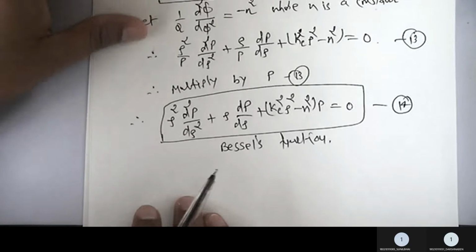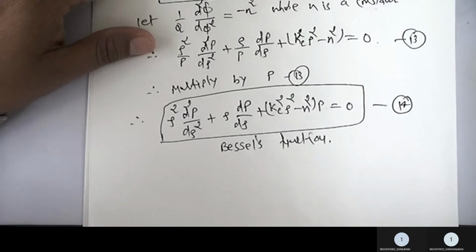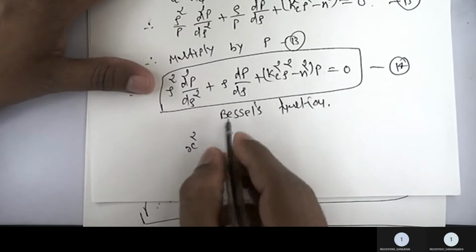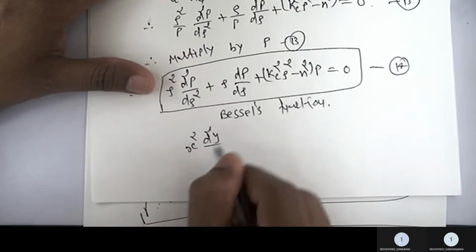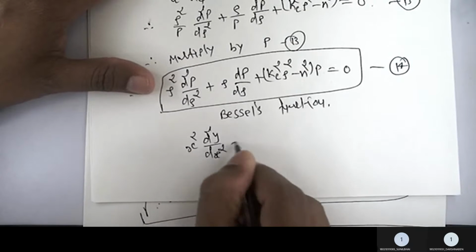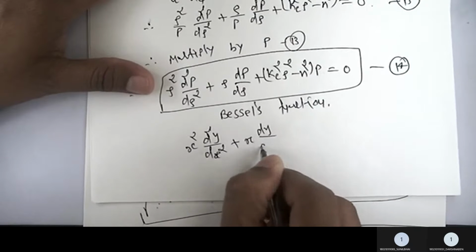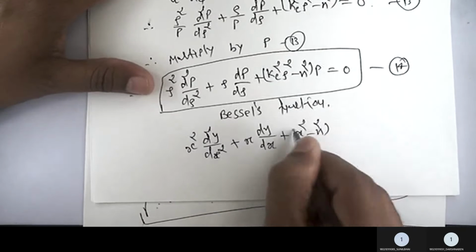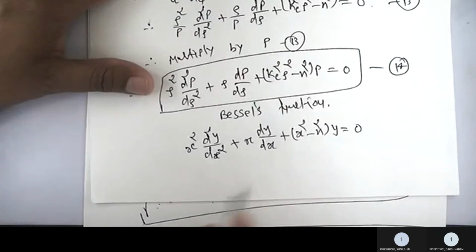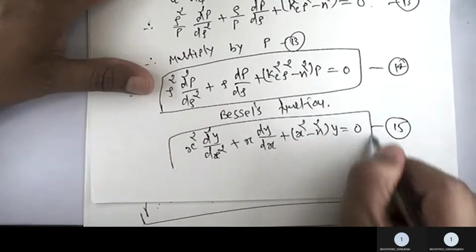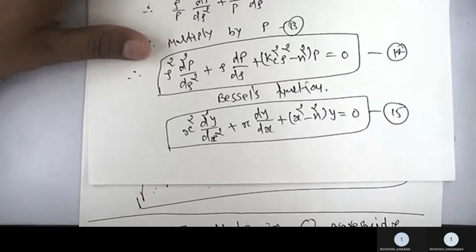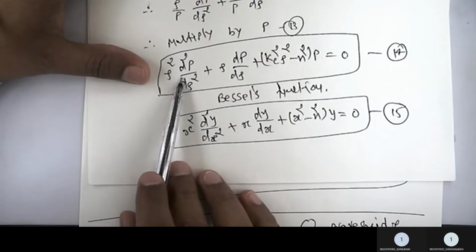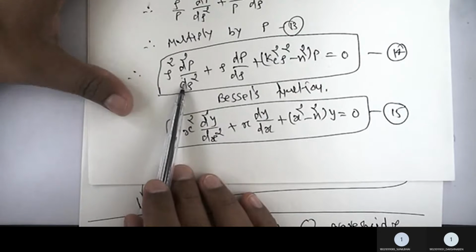So what I just want to convey now is that it is very similar to our Bessel function. So what was the Bessel function? All of you know from your maths class that it is x square d square y by dx square plus x dy by dx plus (x square minus n square) y, and that is equal to 0. Now you can compare equation number 14 and 15, and you can see that equation number 14 is similar to the Bessel function.